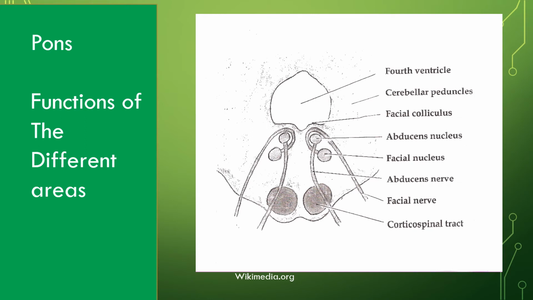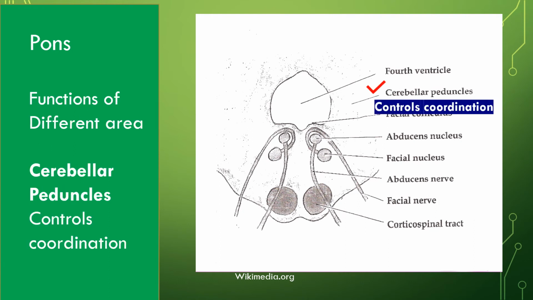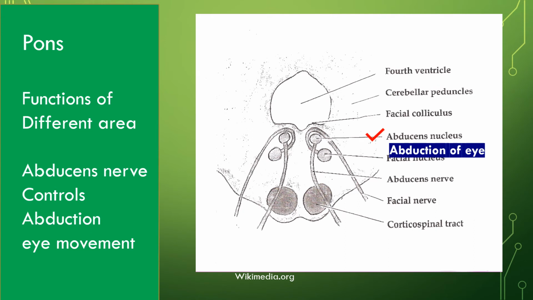Next, we're going to talk about the functions of the different areas of these important structures in the pons. The most important is the cerebellar peduncle. It controls coordination of the limb on the same side. The next one is the abducens nucleus and the abducens nerve, which is also called the sixth nerve. It controls abduction of the eye, that is moving the eye laterally.